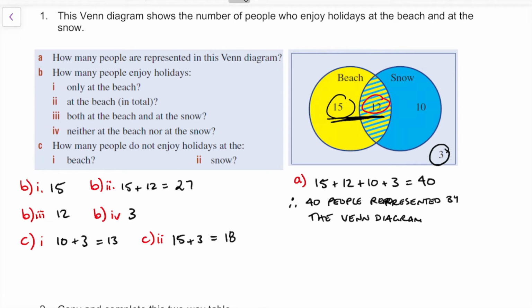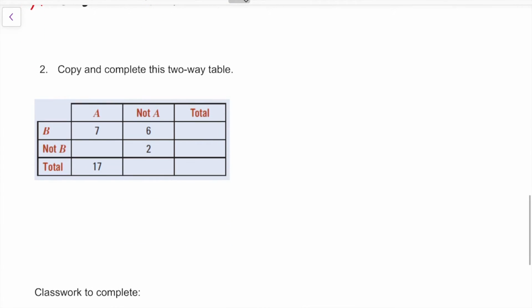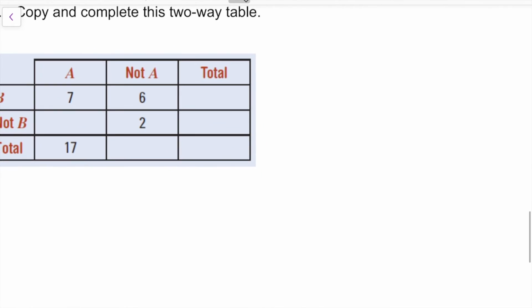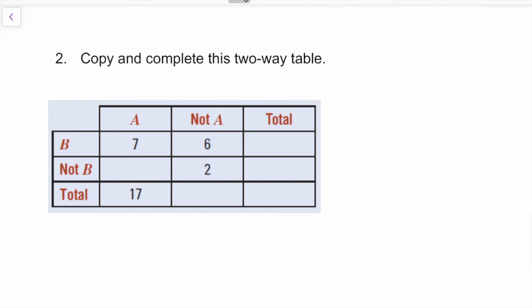Let's move on now to the two-way table example. And it says copy and complete the two-way table. We don't need to copy it. We've got it right there on our screen. Might even make it a little bit bigger so we can see it a little bit better. And we can see here we've got our B and not B, our A and not A, and we've got our totals in there. We've got some numbers in there already to get this all set up.